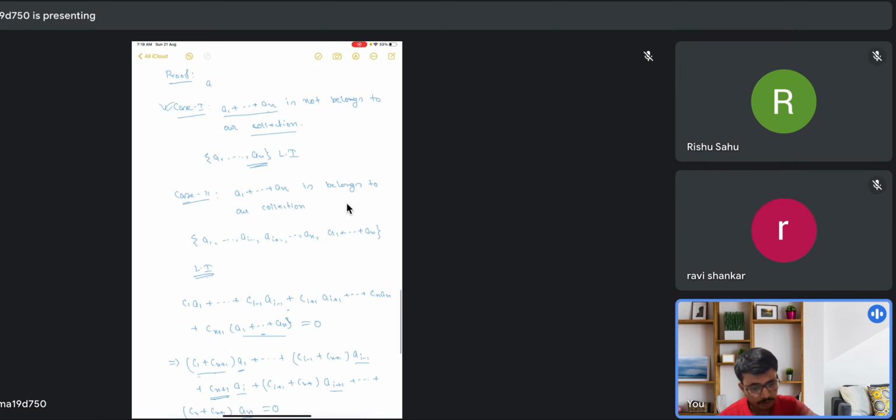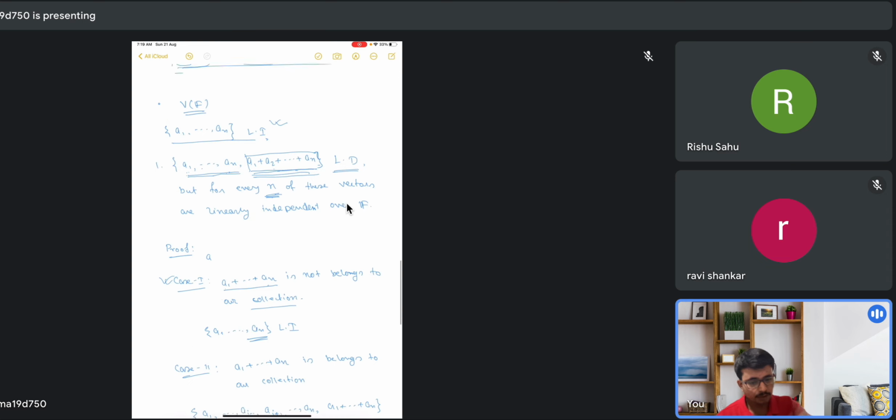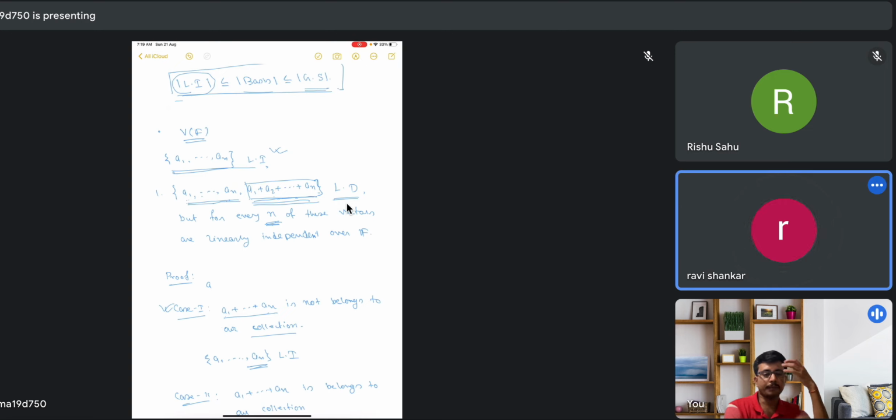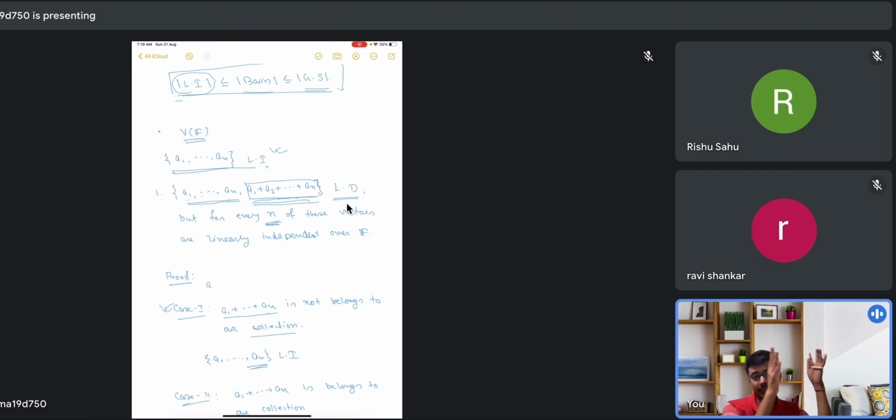No, it was already given that this collection a1 up to an is linearly independent. So one linearly independent set was already there, and we are adding one extra element. What is the extra element? The sum of all of those. After that, we try to check whether this collection is linearly independent or not. Okay.